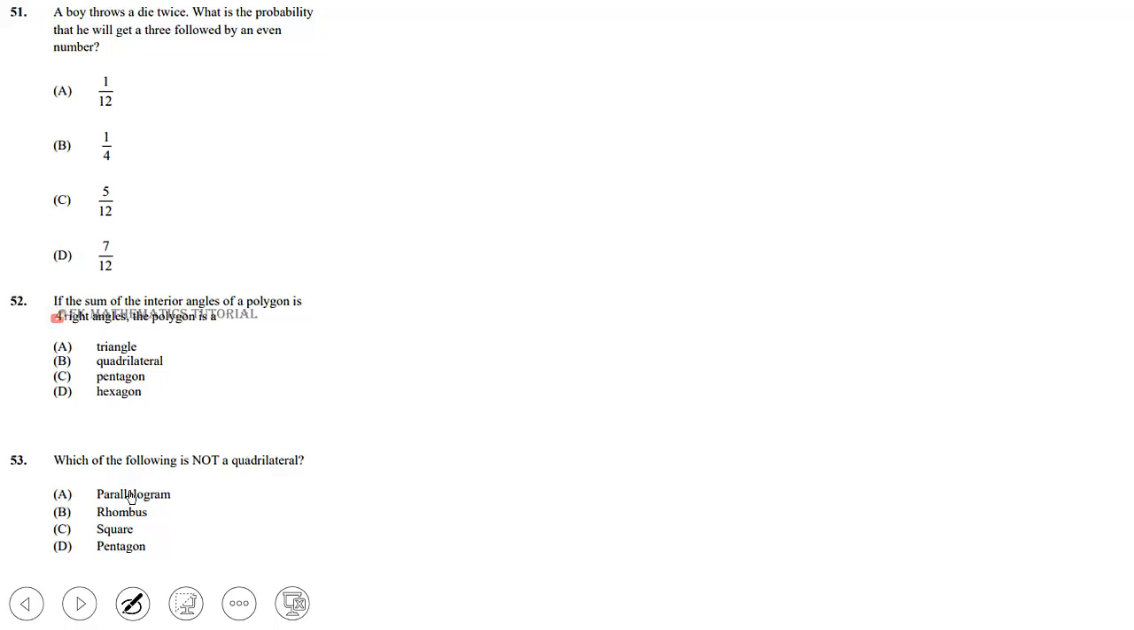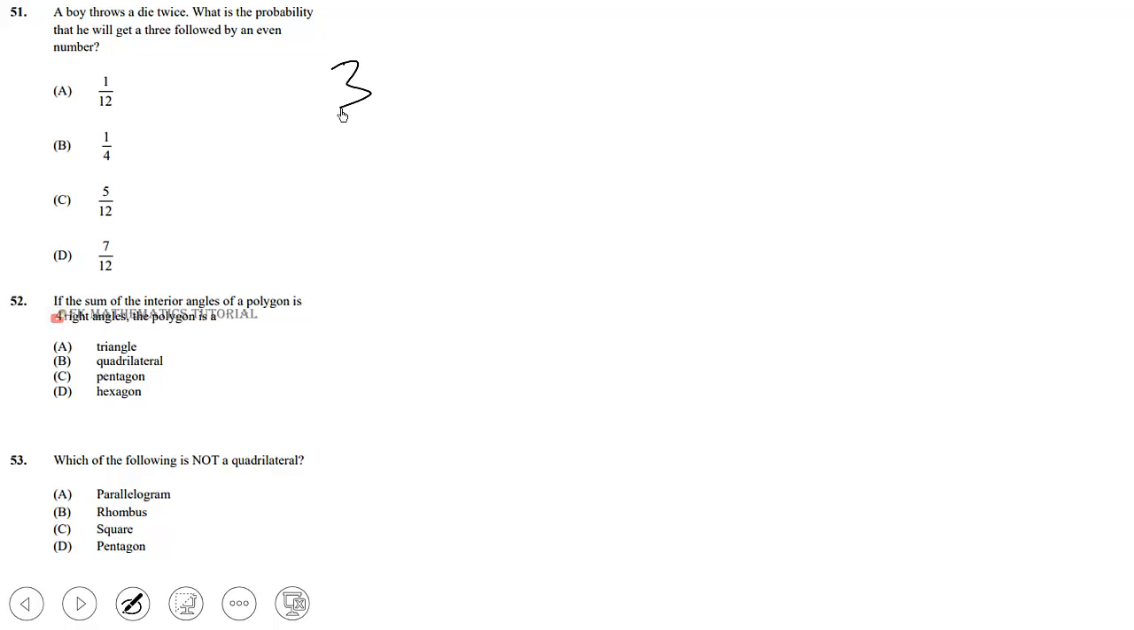So the possibilities are, we are going to get a die 2 times. You throw a die 2 times. So a die has 6 faces each. So you're going to get 36 possible outcomes. So what is the probability that you will get a 3 followed by an even number?